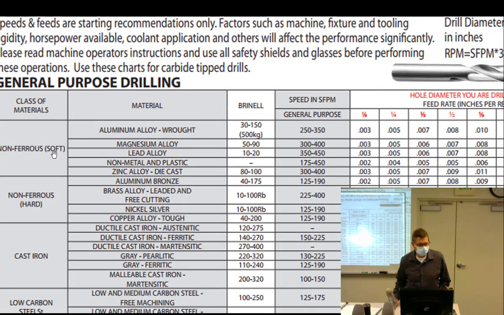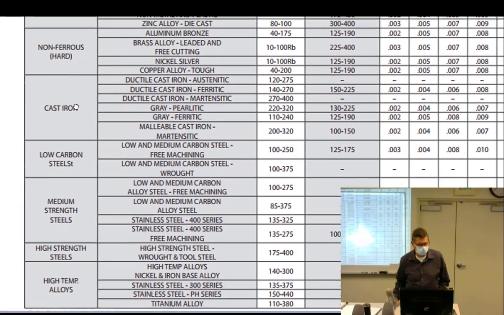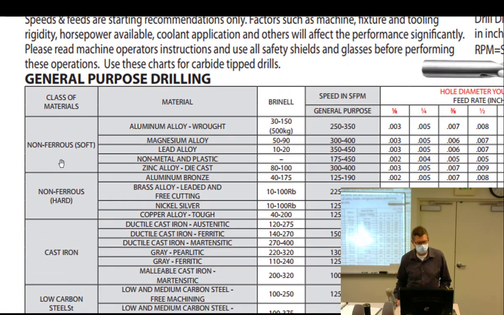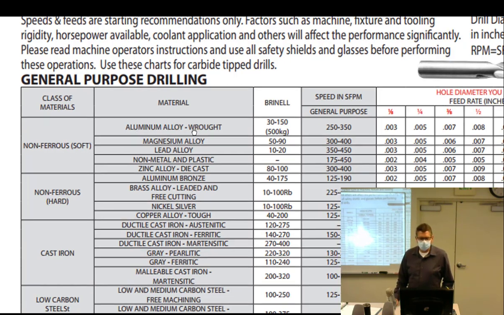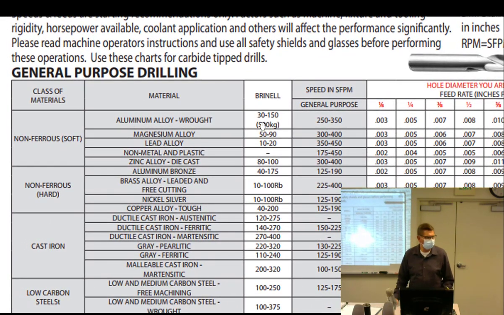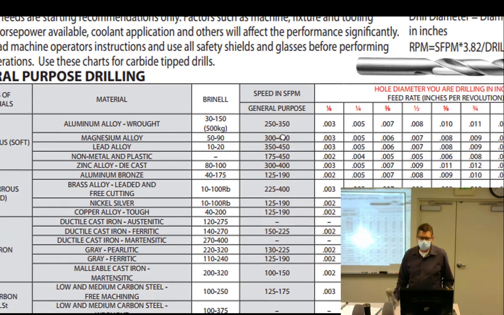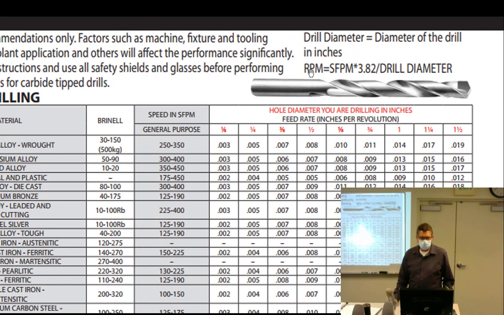All right, so we have non-ferrous, soft metal, non-ferrous, hard, cast iron, low. What do you want to drill into? Want to do some aluminum here? All right, we're going to do aluminum. So we got aluminum alloy right there. There's the hardness, Brinell hardness. You can actually test the hardness of the metal. I'm sure you guys studied that already with Phil. That is speed in surface feet per minute. So general purpose, 250 to 350. Let's call it 300.